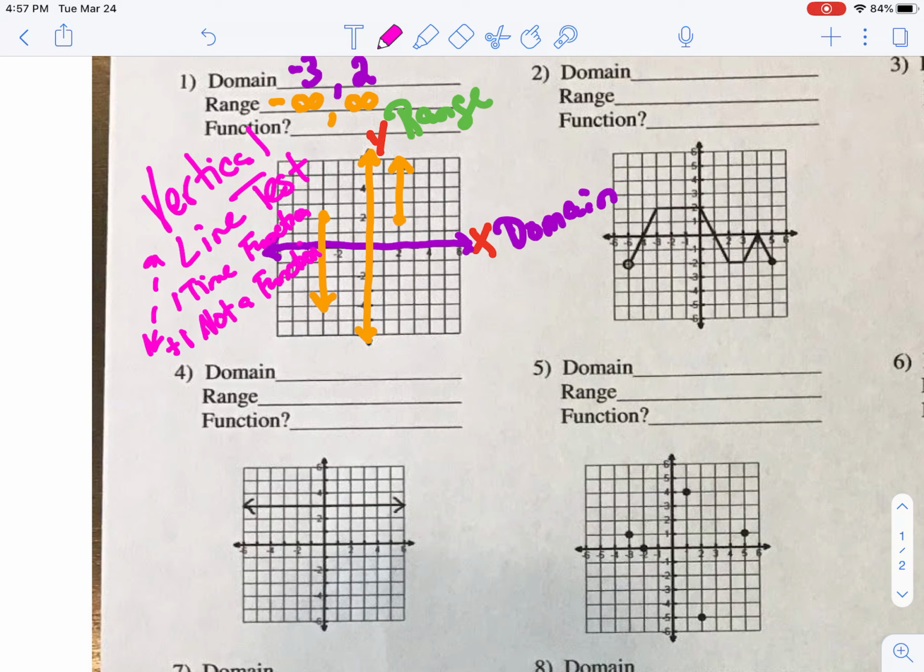So if we take a look, we have our graph here. If I was to draw a vertical line over it, my vertical line definitely hits the graph more than one time. Okay, same thing here. My vertical line hits the graph more than one time. So right there we would have not a function.